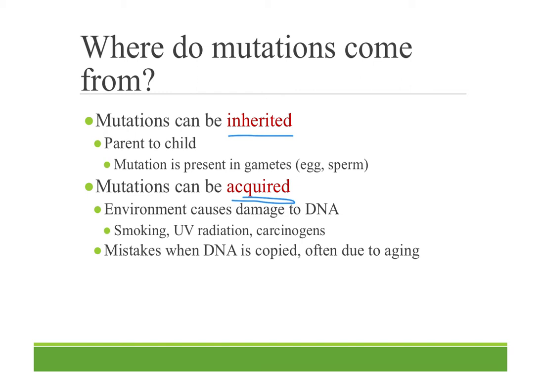There are various things in the environment that can damage our DNA. Some of the ones that may be familiar to you: smoking damages DNA, which then leads to a greater risk of cancer. Ultraviolet radiation in sunlight can damage DNA, again going back to skin and skin cancer. And then there are chemicals that are known as carcinogens because they promote mutations that can lead to cancer that are out there in the environment and affecting us.